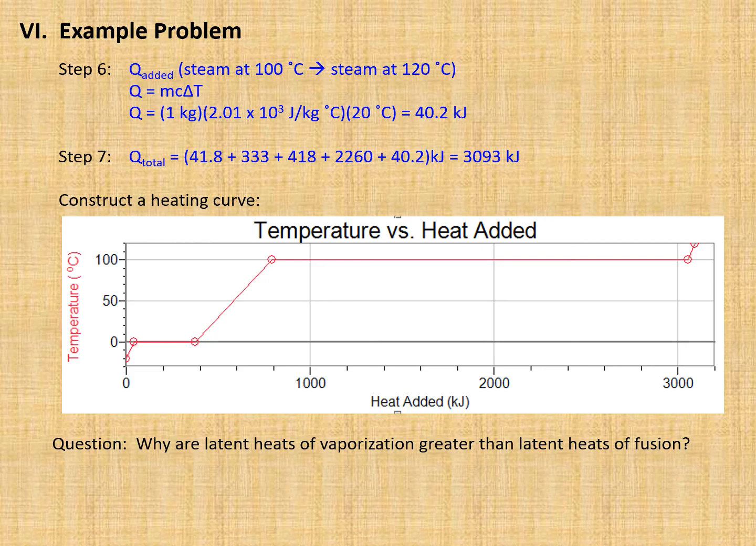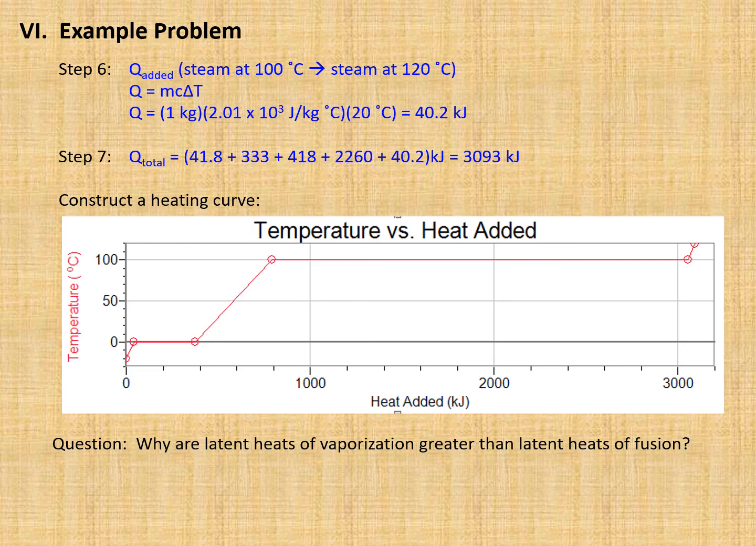So the question is, why are the latent heats of vaporization so much greater than the latent heats of fusion? Generally speaking, remember that the latent heat goes into changing the potential energy of the particles in the object. To bring about that phase change, we generally have to move those particles further apart.